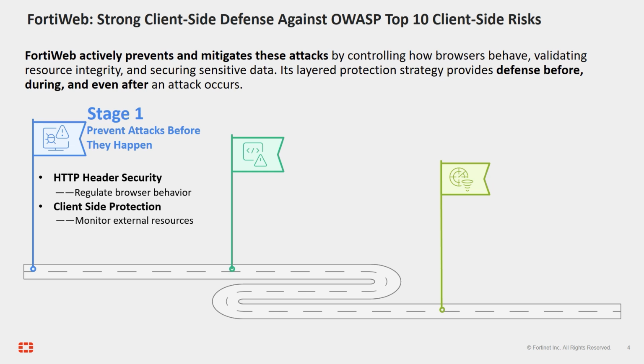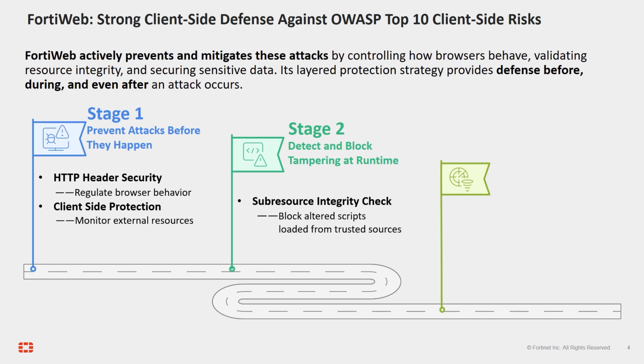Client-side protection focuses on the CSP header. It analyzes your front-end code and automatically identifies all external domains and services involved, allowing you to take immediate actions such as allow or block. Stage 2 focuses on detecting whether scripts or assets have been tampered with after being loaded into the browser, even if they originate from trusted sources.